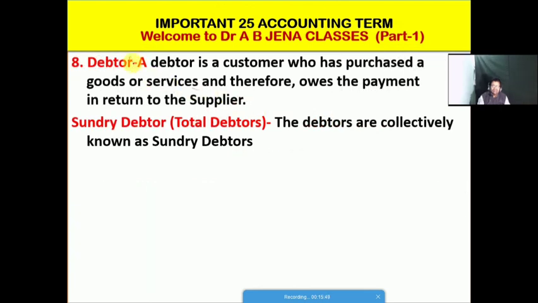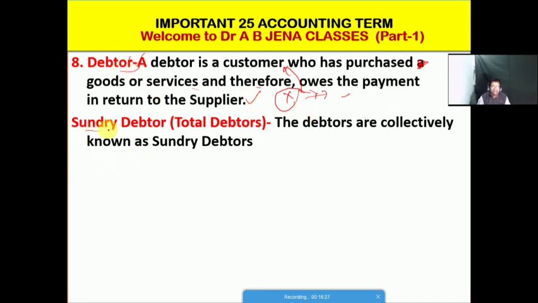What is the meaning of a debtor? Friends, you will read it as debtor. So a debtor is a customer, a person who has purchased the goods or services and therefore owes the payment in return to the supplier. Suppose X is a customer who has purchased the goods from your business on credit, so later X will make the payment to your business. So X is known as the debtor.